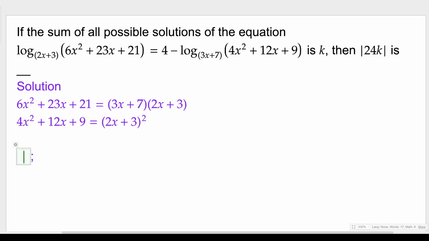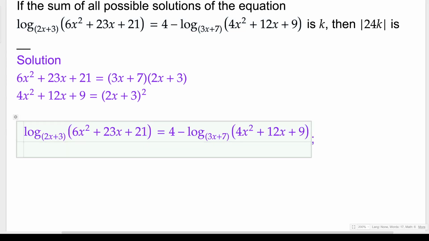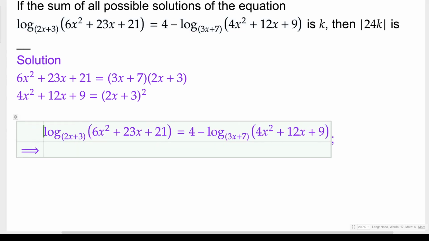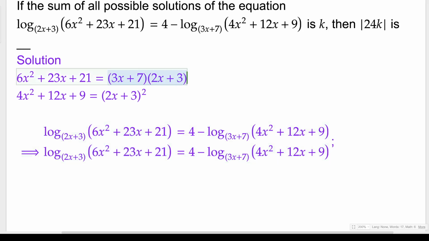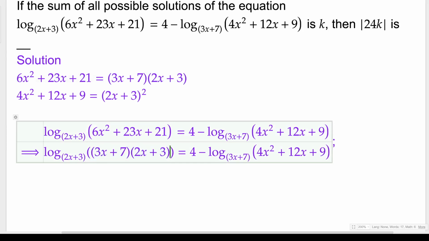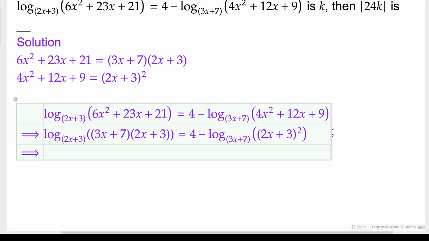First of all I'll write the given equation as it is. After this I'll use the factorized expressions. Instead of 6x² plus 23x plus 21, I'll replace this quantity, and in a similar way, I'll replace this (2x plus 3) whole square with this expression. Now I'll apply the logarithmic property: whenever we have a product inside the argument of a log, it distributes to addition, so product to summation.